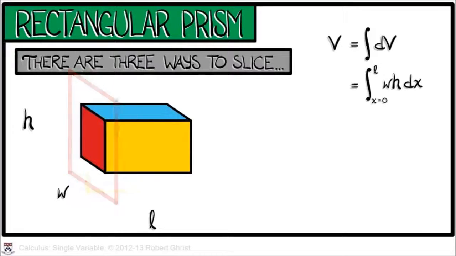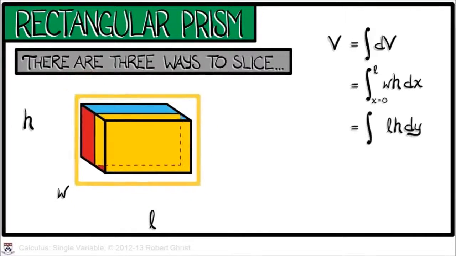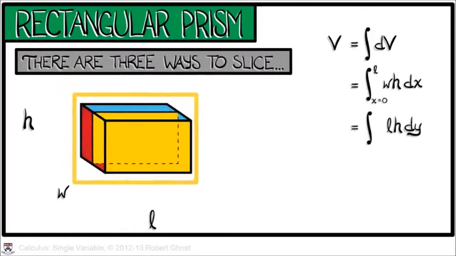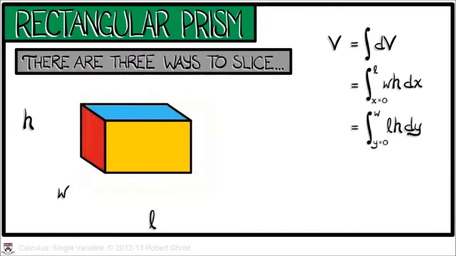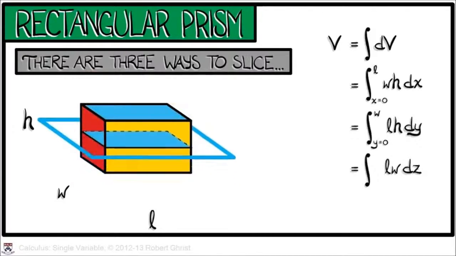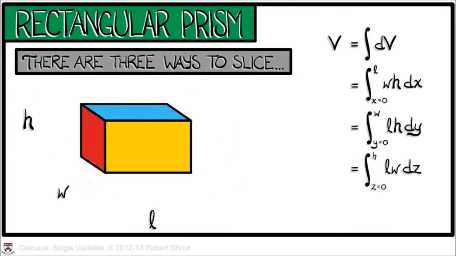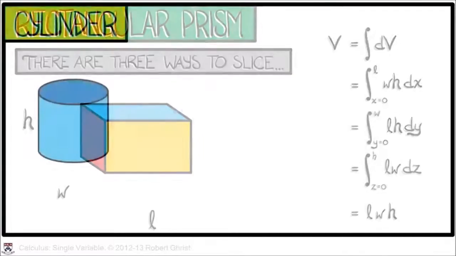One volume element might be W times h dx, integrated from 0 to L. Another, L times h dy, integrated from 0 to W. Or finally, L times W dz, integrated from 0 to h. All three integrals return the volume, length times width times height.